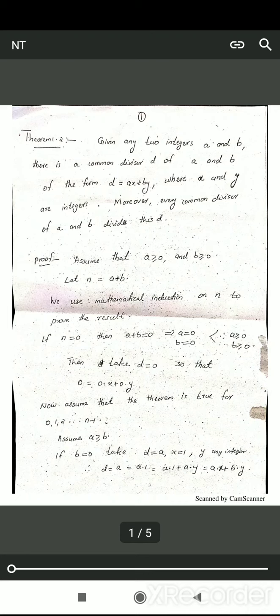Dear students, our first chapter of number theory is the fundamental theorem of arithmetic. It deals with the notion of divisibility, greatest common divisor, and prime and composite numbers. The first section is on divisibility.